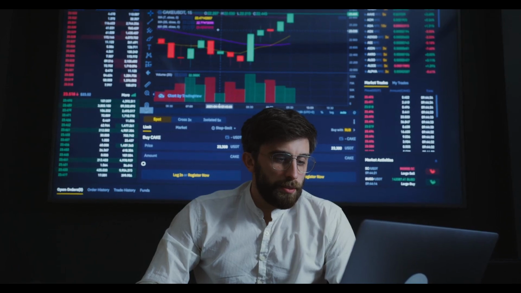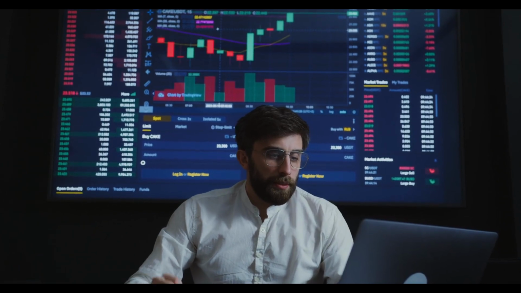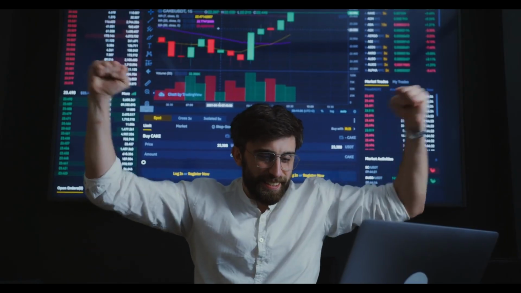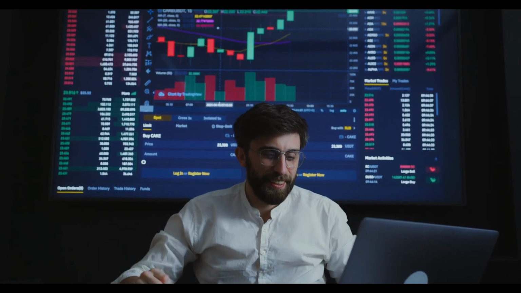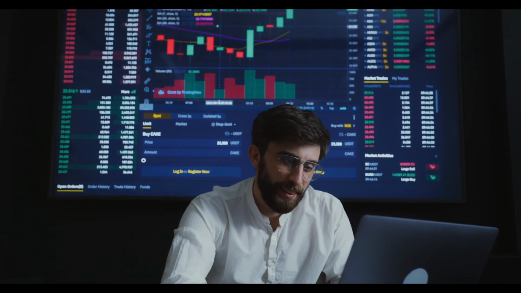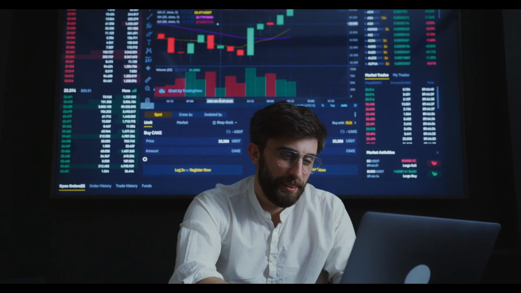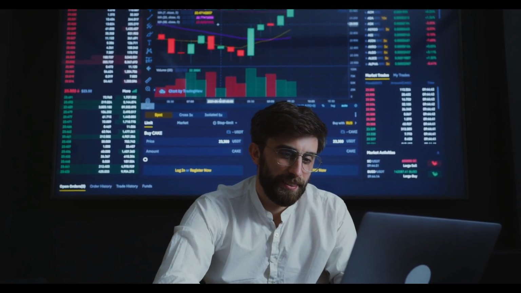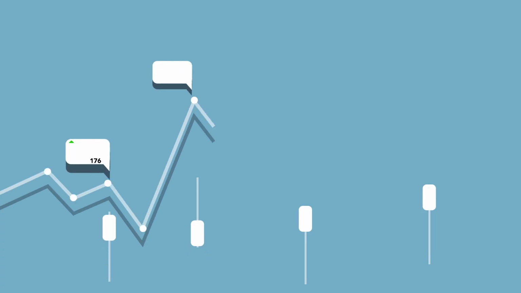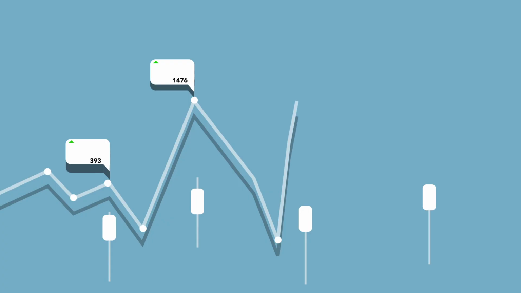Imagine uncovering hidden stock gems that could net you $10,000, all thanks to AI. Did you know that investors using AI tools have seen returns of up to 30% more than traditional methods? This isn't just a dream, it's a reality that can be achieved with the right strategies and tools.